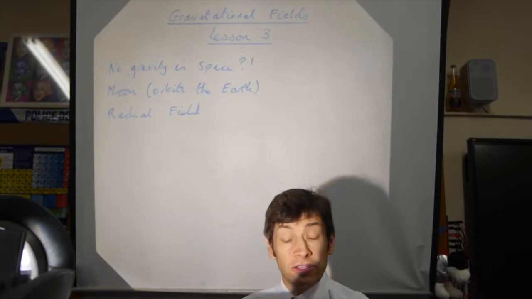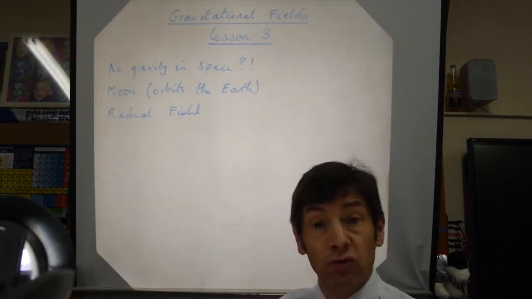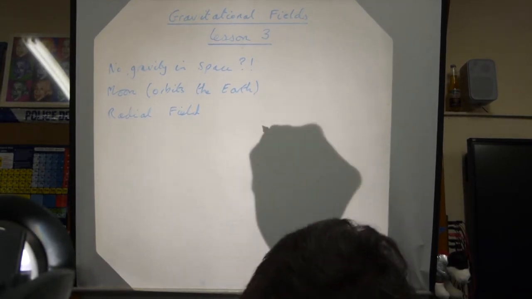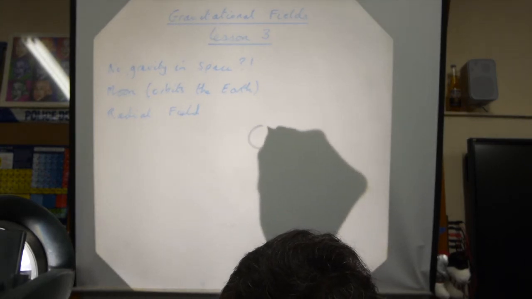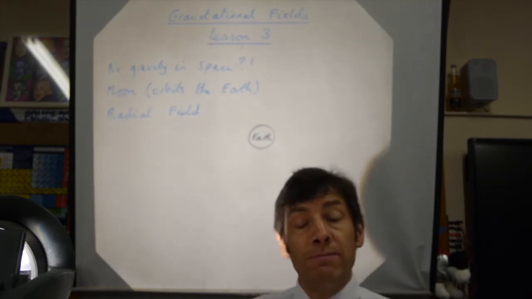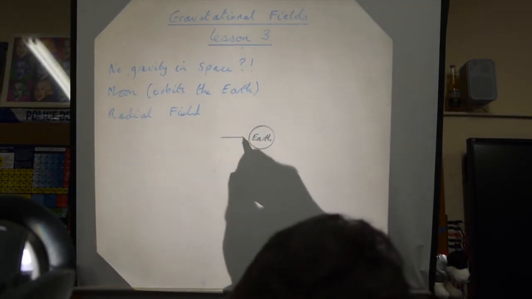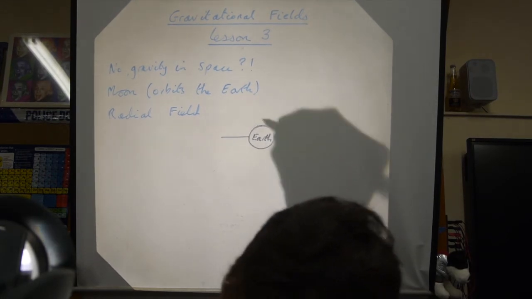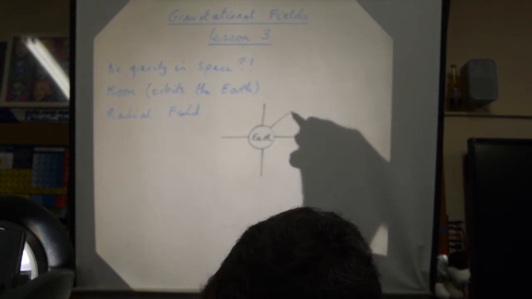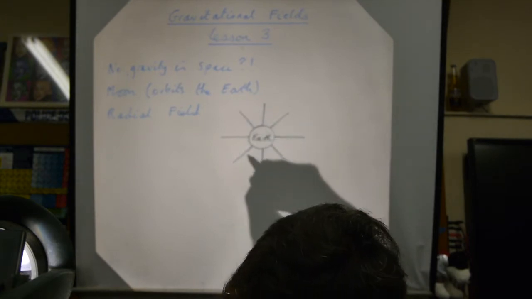Okay, so we looked at masses, and we said that they have a gravitational field around them. And the gravitational field around a mass can be modelled. So maybe if this is the Earth, it can be modelled with a series of field lines. And the field lines show the direction that an object would move if it was released, and the closeness of the field lines shows the strength of the field.